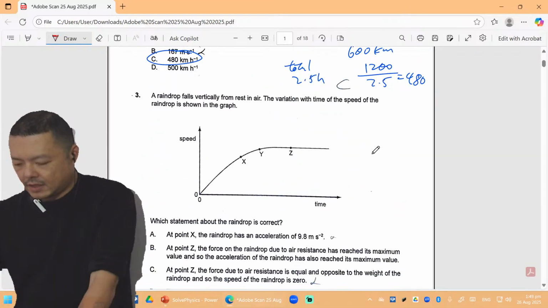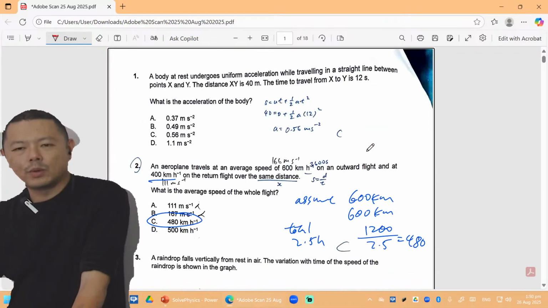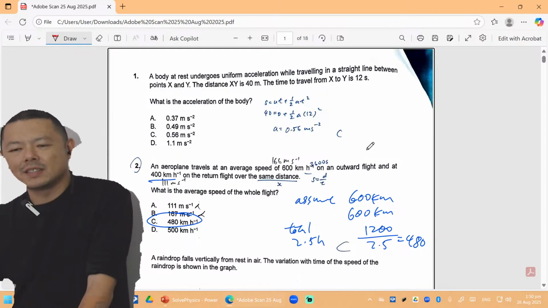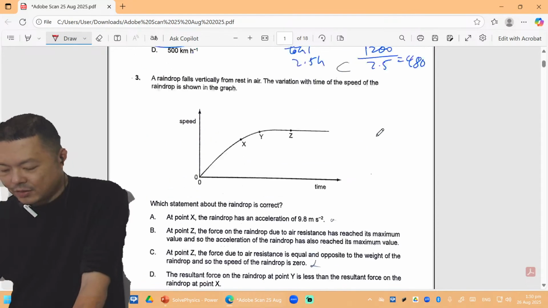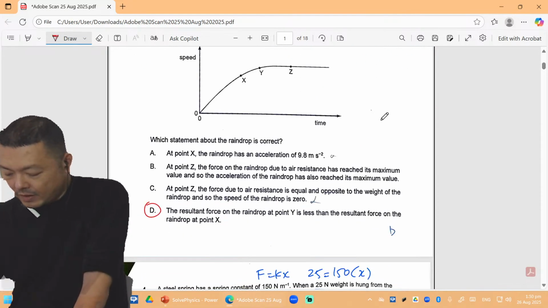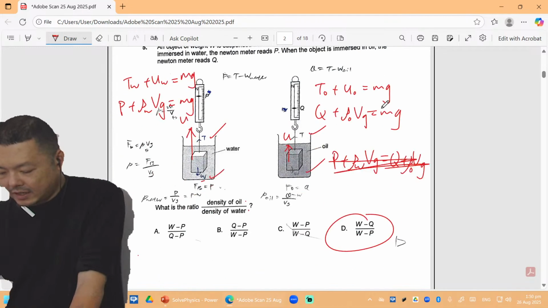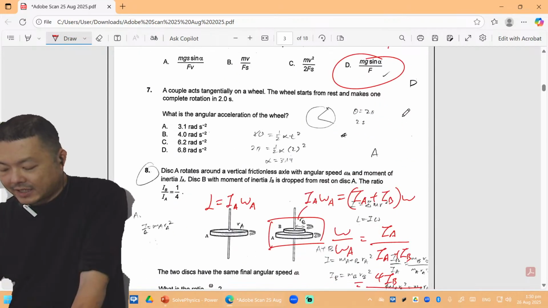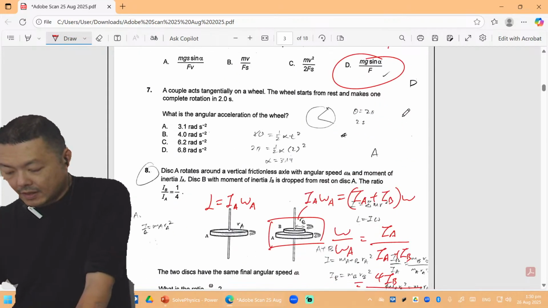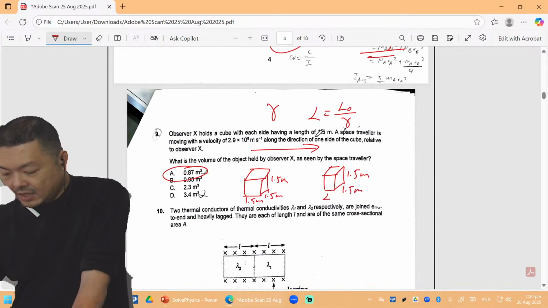I guess this is... okay, what's question 1 answer again? Let me just do a C. Answer is C. Okay, then 2 is C, 3 is D, right? 4 is what? 4 is A, is it? Okay, 4 is A. I didn't show the working. This one is D, this one is D. Angular acceleration of the wheels, number 7 is what? A, is it? Okay, 7 is A. This one is C, this one is A.